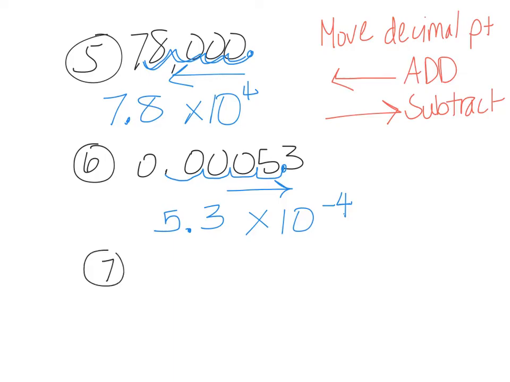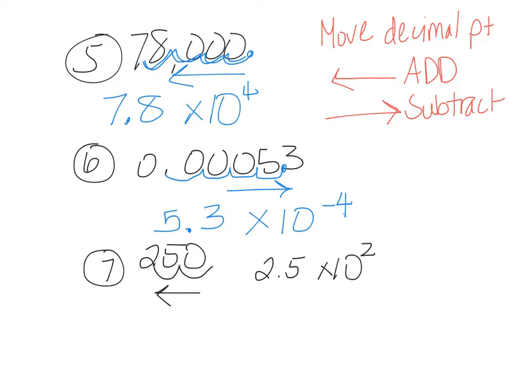Number 7, 250. Here's a decimal, 1, 2. Our answer is 2.5 times 10 to the second because we went that way.